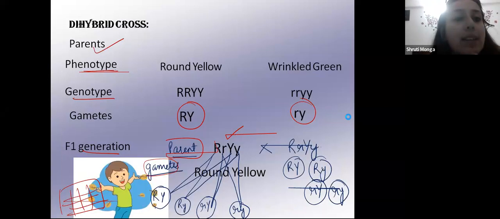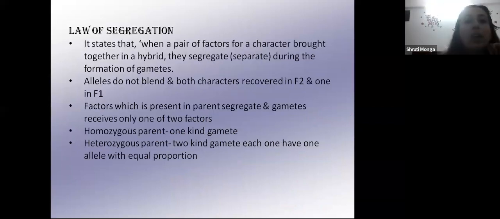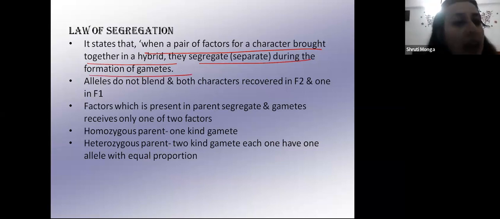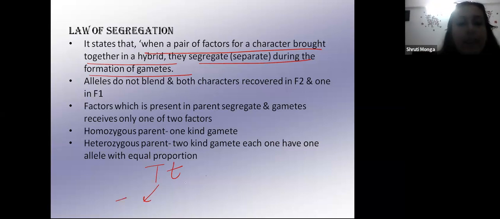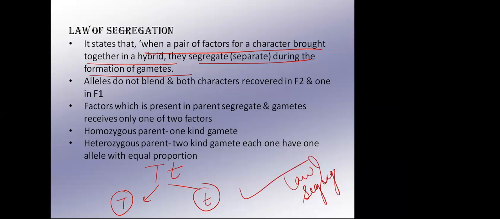What does this law state? The law of segregation states that when a pair of factors for a character are brought together in a hybrid, they will separate during the formation of gametes. And this is what we have been doing till now. Suppose there was a parent in the hybrid condition as capital T, small t. How were you making the gametes? You were separating it. You separated this and you separated this. So this is the law of segregation. Is that clear? Yes, ma'am.